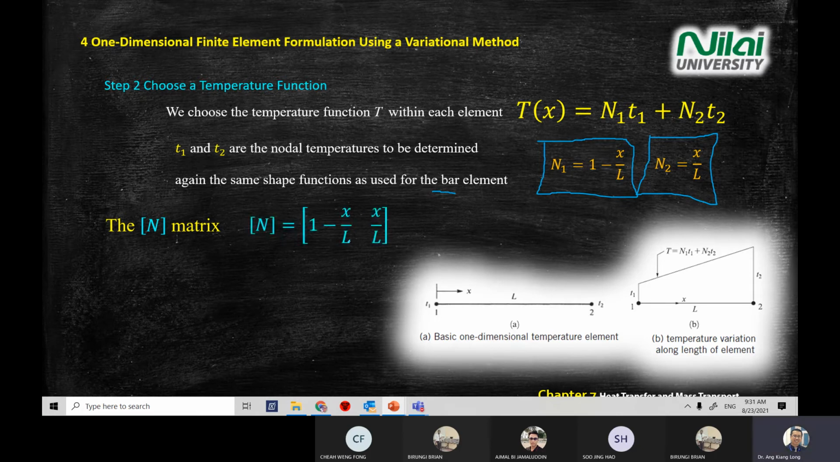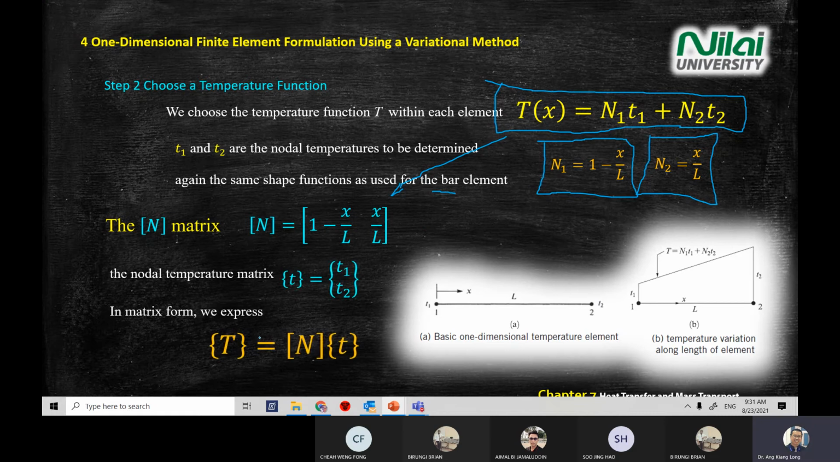I think you are familiar with writing this equation in matrix form. So you can write the N in this matrix form, and you can write your equation in this form: temperature equals N matrix times T. So T on the left hand side, curly bracket, the N matrix that you see on the screen here, and the temperature matrix with T1 and T2. I think you're familiar with the transformation from the normal equation into matrix form.